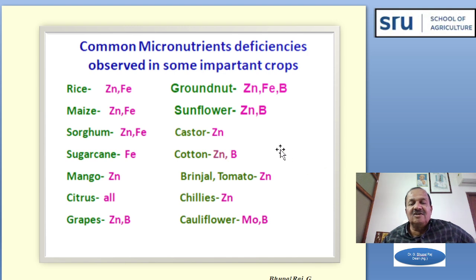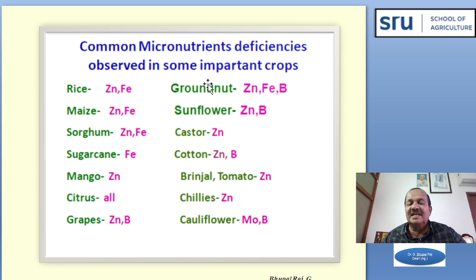So these are the common micronutrient deficiencies observed in some of the important crops. Crop wise, for rice the most common symptoms are zinc and iron. For maize also zinc and iron. Sorghum also zinc and iron. Sugarcane, mainly in ratoon crops, we observe iron deficiency. For mango, zinc deficiency. Citrus, all micronutrient deficiencies are observed. And grapes, zinc and boron are the common ones.